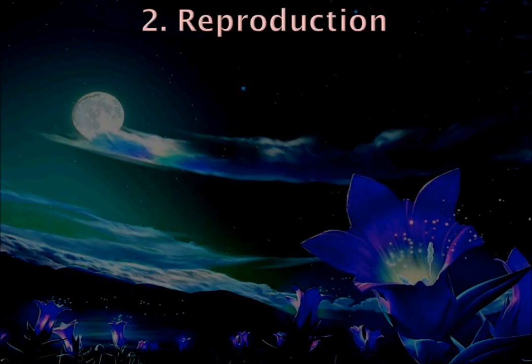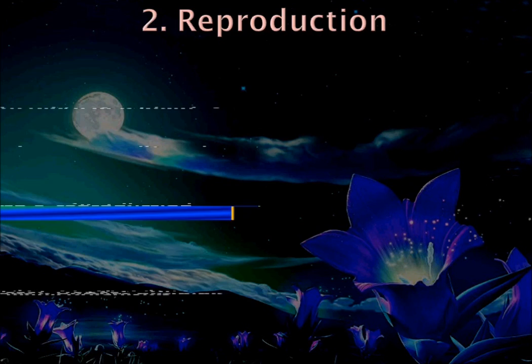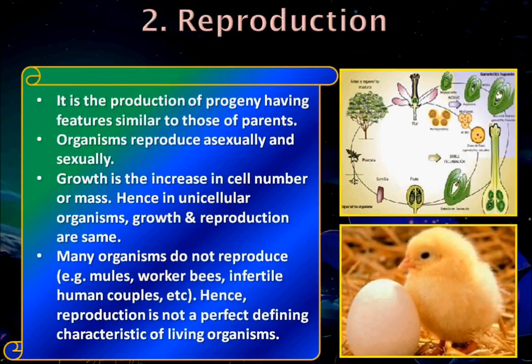Now coming on to the second characteristic of living organism, that is reproduction. So reproduction is the formation of new individuals of same kind. So all living organisms, they will produce offspring or the young ones through the process of reproduction. So reproduction is important for continuing the lineage of species, and basically there are two types of reproduction, that is asexual reproduction and sexual reproduction.